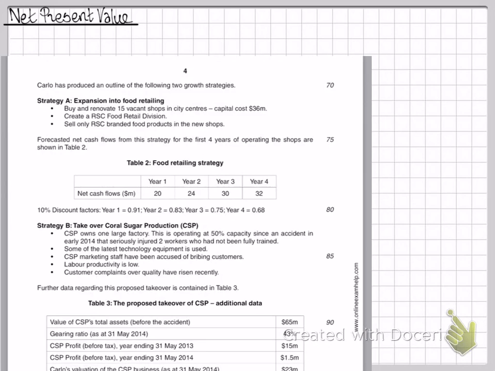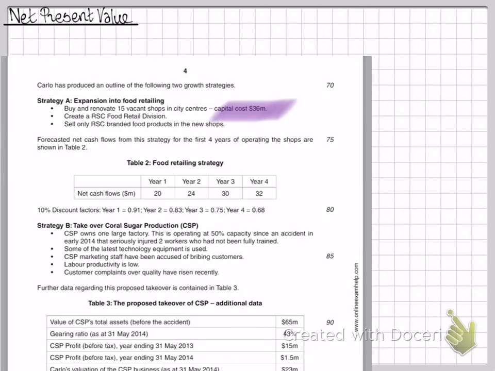So to get an understanding of what this actually means, we're going to look at this question from a past paper. So we're looking at strategy A, expansion into food retailing, right? They're going to buy and renovate 15 vacant shops in city centers, and the capital cost would be 36 million. Okay, so that is the amount that's coming out today for this future investment.